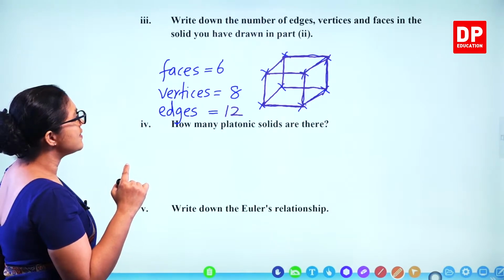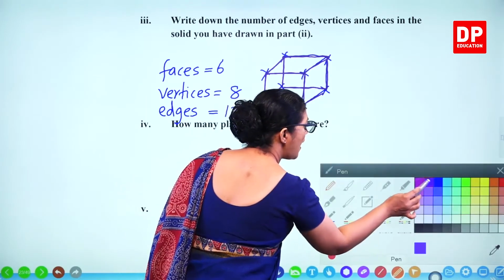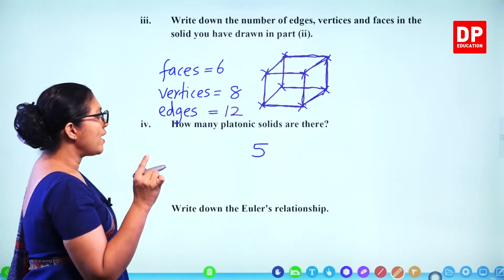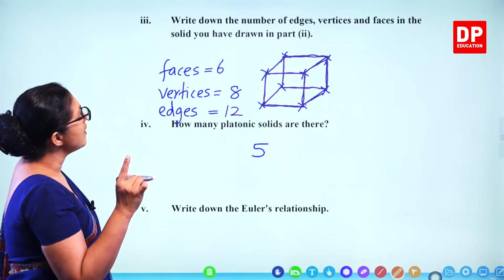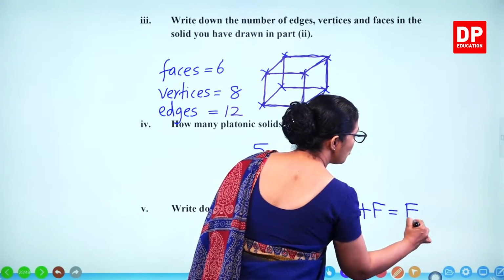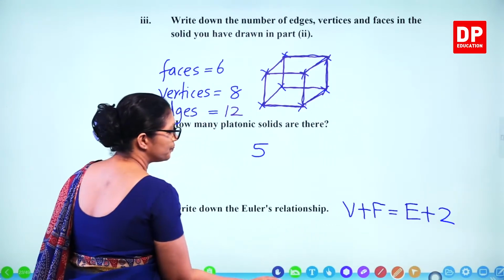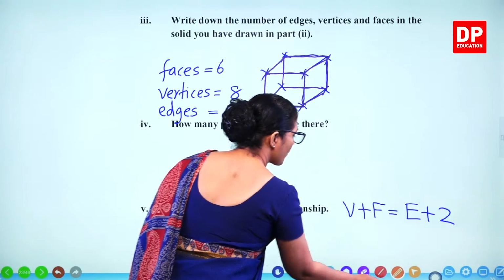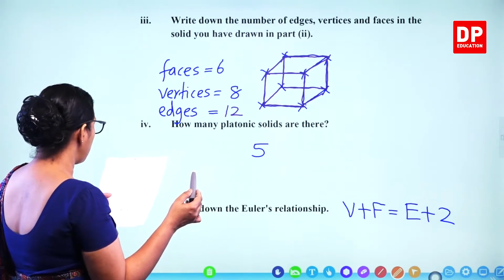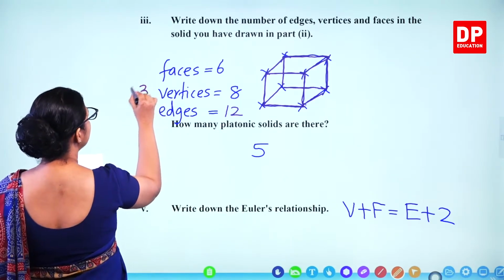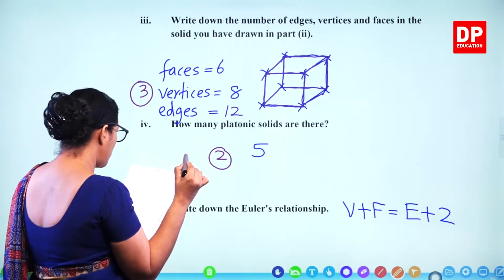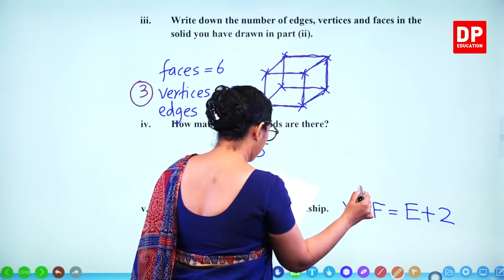How many platonic solids are there? Altogether 5. 5 platonic solids are there. Write down Euler's relationship. So what's Euler's relationship? Vertices plus faces is equal to edges plus 2. How many marks? So part 3, you get 6, 12, 8. That's 3 marks. And here 2 marks for this answer. And E plus 2 is V plus F, 3 marks.